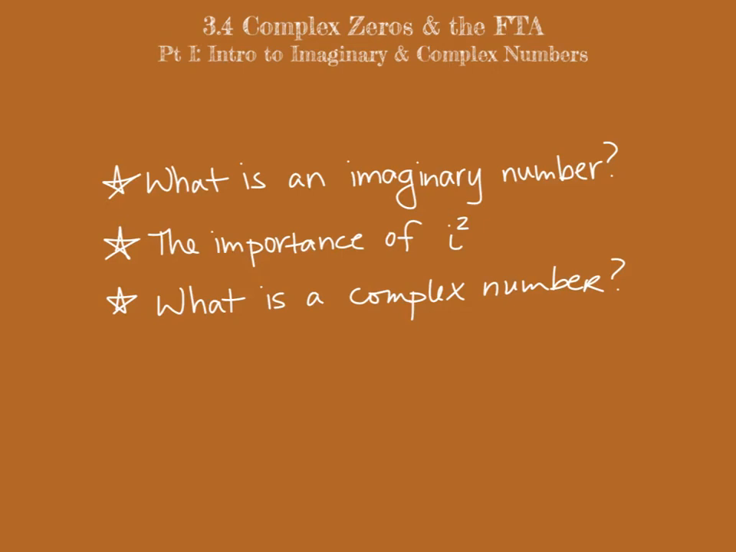Welcome to section 3.4, Complex Zeros and the Fundamental Theorem of Algebra. In this part 1, we will talk about imaginary and complex numbers. We'll cover a few different things, but mainly talk about what an imaginary number is, the importance of an imaginary number squared, i squared, and then we'll also talk about complex numbers. We will define these mathematically and talk about how i squared is a real number.